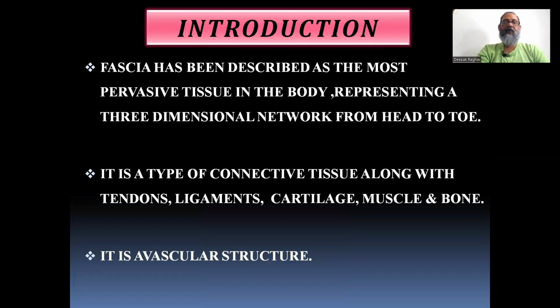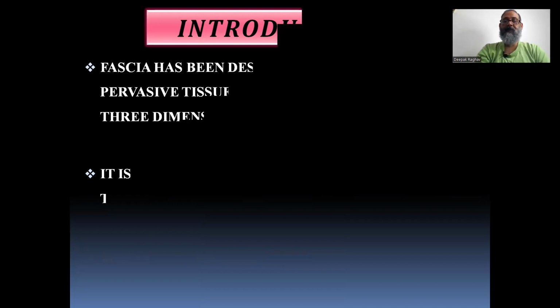Introduction of the fascia. Fascia has been described as the most pervasive tissue in the body, representing a three-dimensional network from head to toe. It is a type of connective tissue along with tendons, ligaments, cartilage, muscle, and bones. It is an avascular structure. Overall, whether it is tendon, ligament, cartilage, muscle, or bone, everything is made up of fascia.